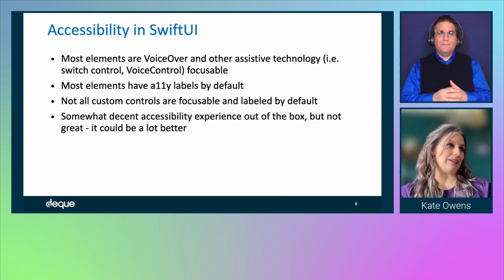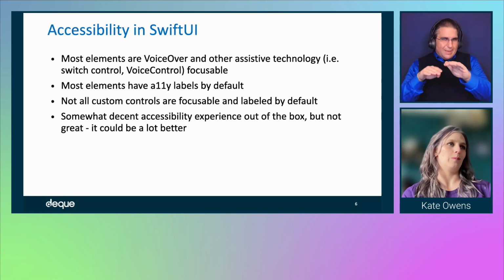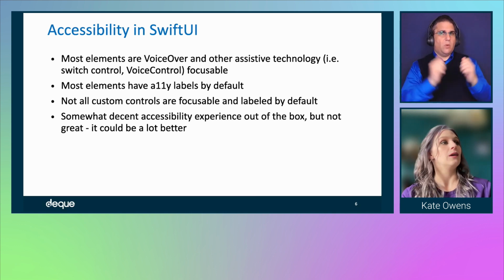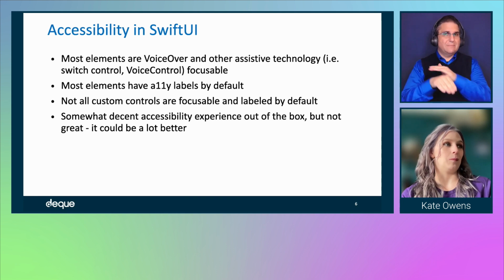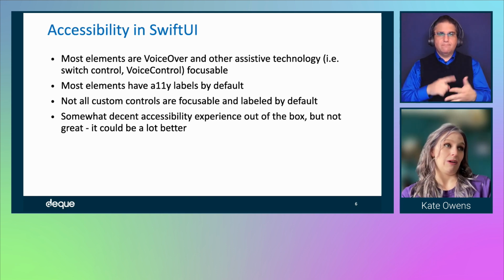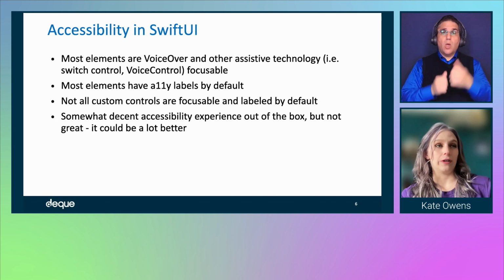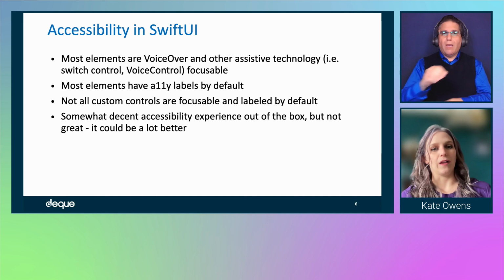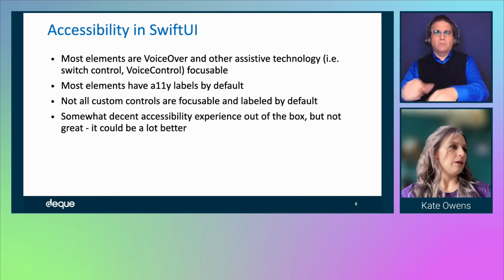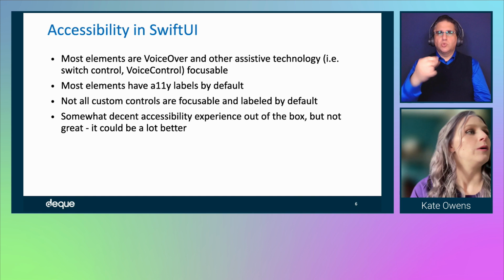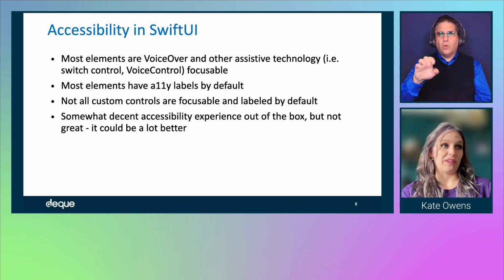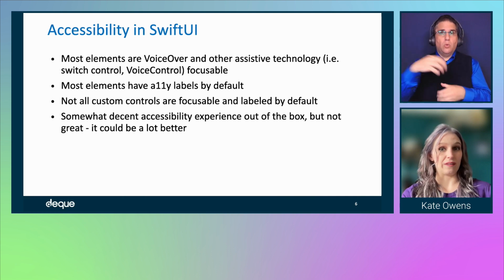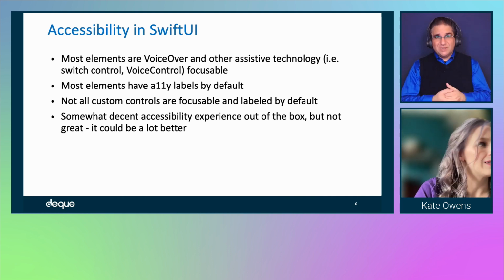SwiftUI and accessibility. SwiftUI is much different than UIKit in terms of accessibility. One of the biggest differences is that by default with SwiftUI, most elements are already VoiceOver and other assistive technology focusable, other assistive technologies being Switch Control and Voice Control, just to name a few. So by default, most of those things will already be able to be consumed with an assistive technology by someone who's using that. So that's very exciting.